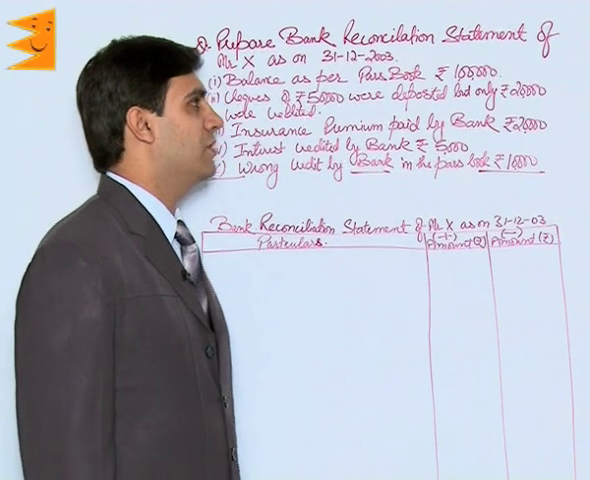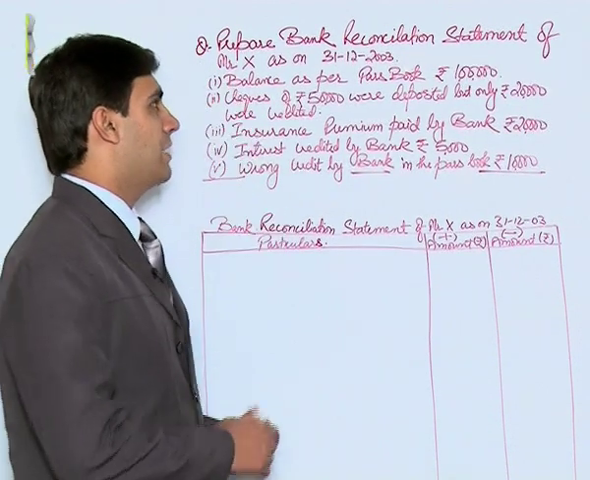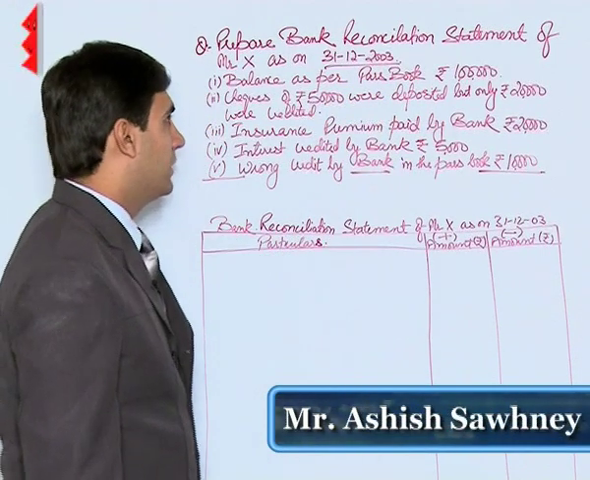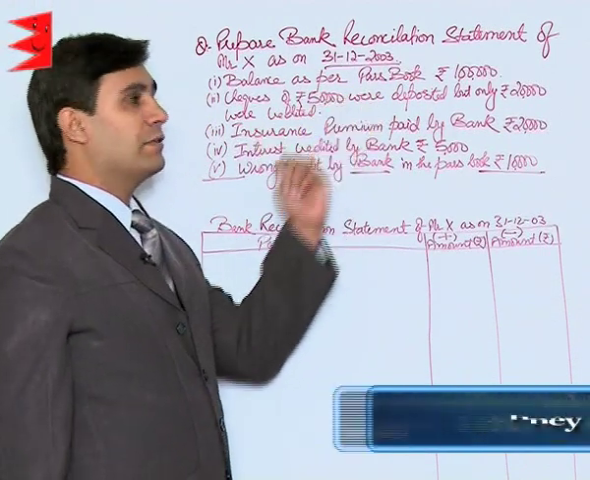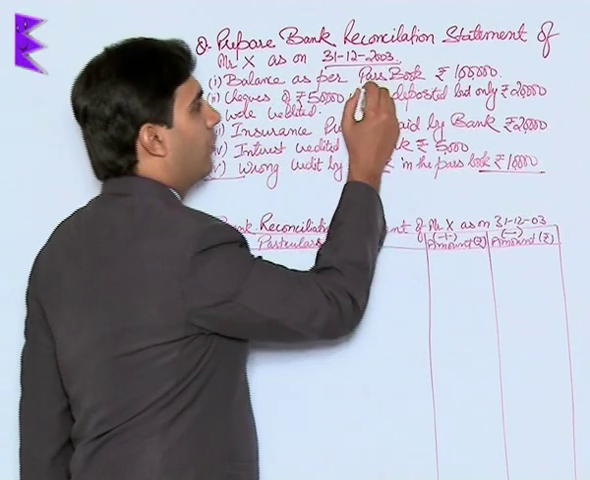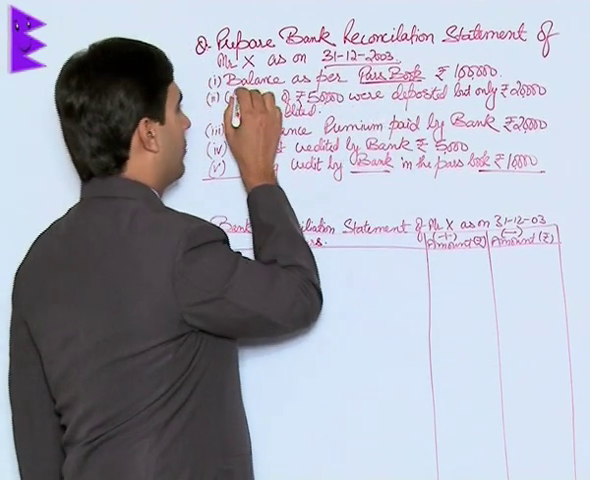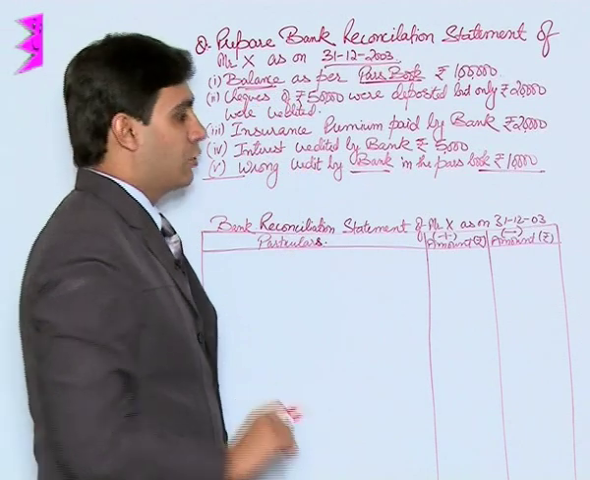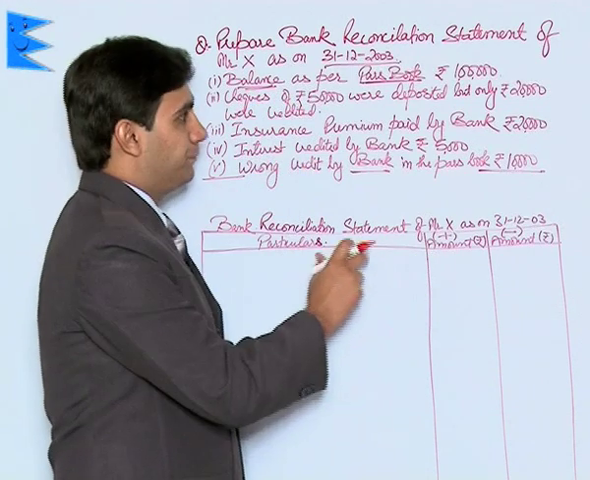Prepare a bank reconciliation statement of Mr. X as on 31st December 2003. Now students, here the balance as per passbook is given. This is a balance, so it is positive, and it will appear in the plus column.